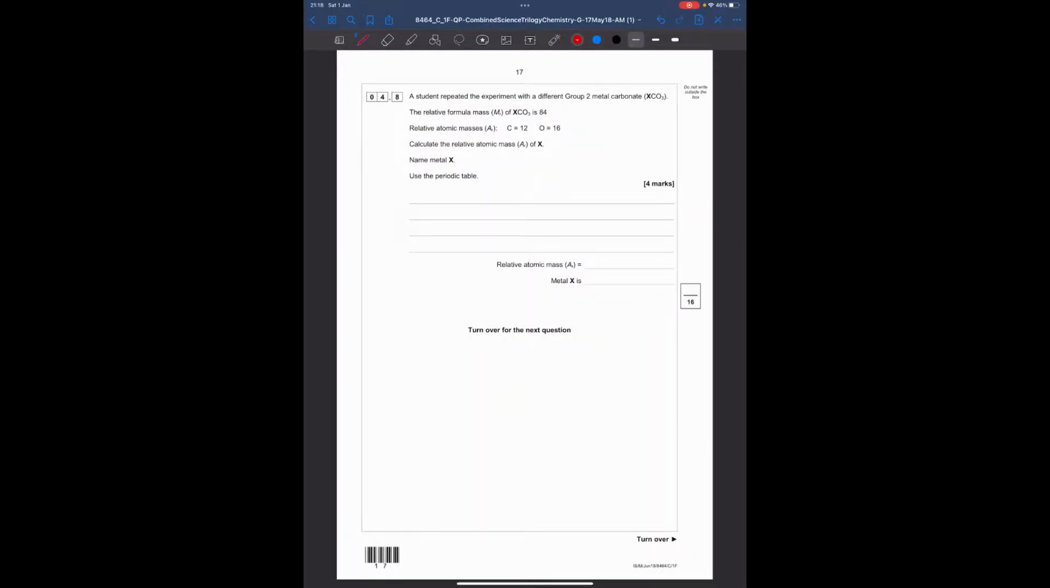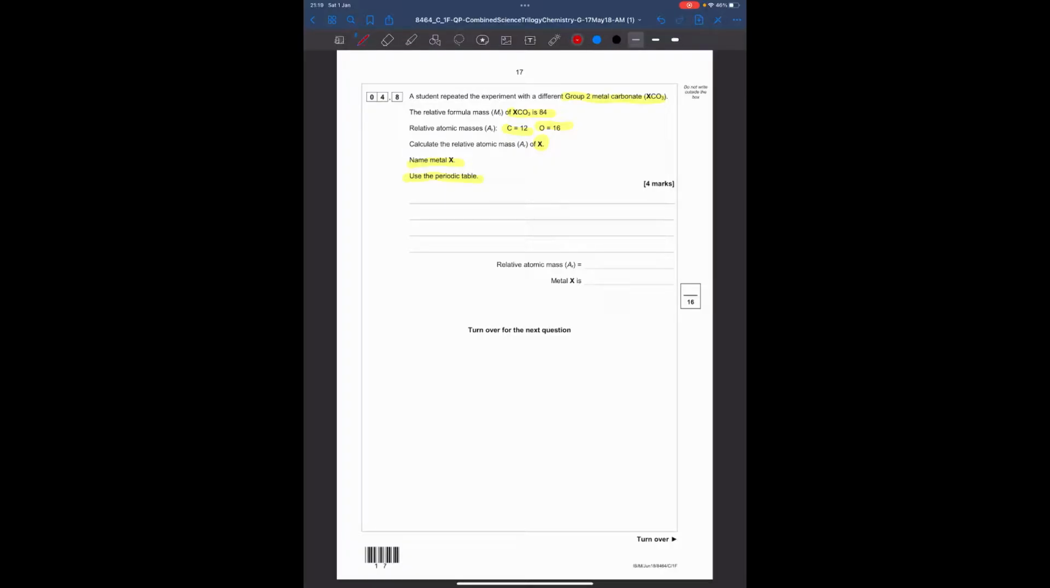So question 4.8 then. A student repeated the experiment with a different group 2 metal carbonate, XCO3. The relative formula mass of XCO3 is 84. You've got carbon, which has the mass of 12, and oxygen has a mass of 16. Calculate the relative formula mass of the element X. You've then got to name metal X, and obviously we'll need to use our periodic table.